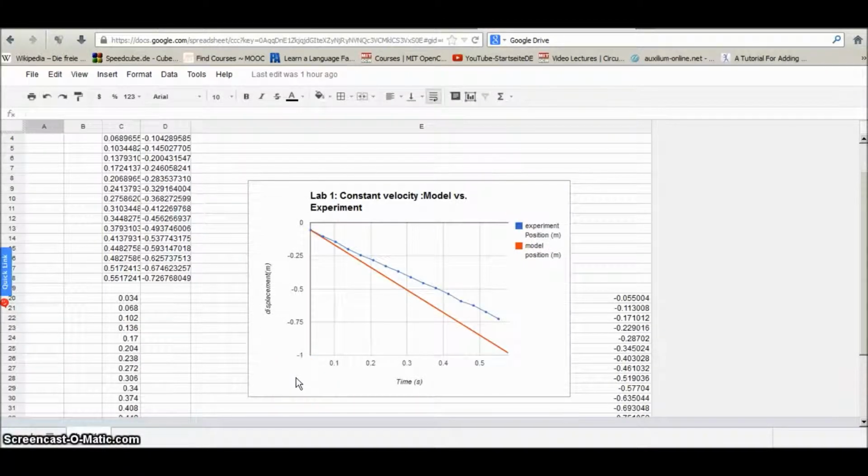Here you can see the results of my experiment in the graphs. The horizontal line is the time in seconds, and the vertical line is the displacement in meters. We can see that both graphs are straight lines, so both of them have a constant velocity. The reason why these two graphs look like a straight line is Newton's second law.